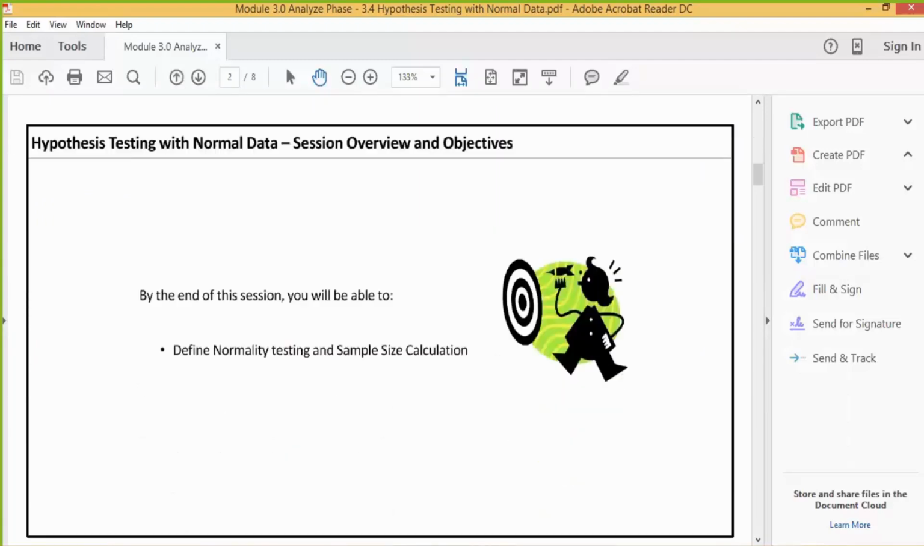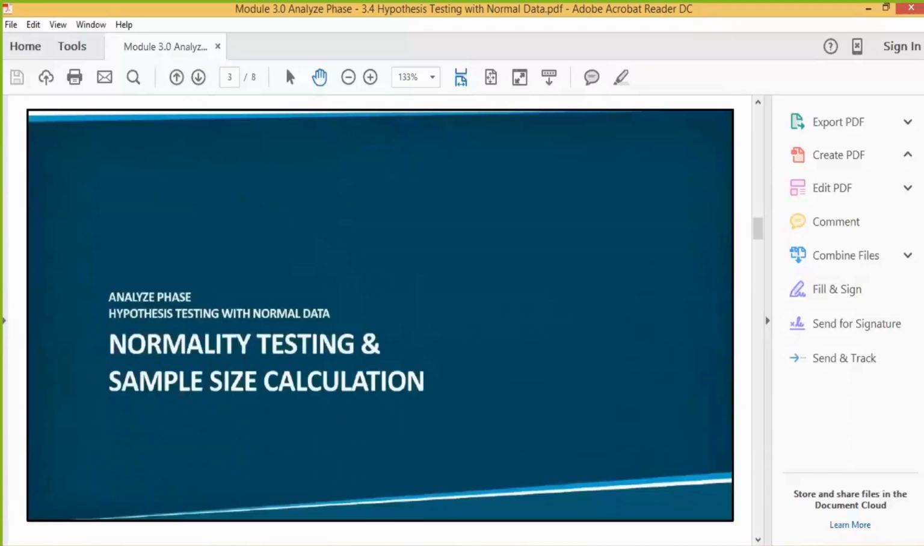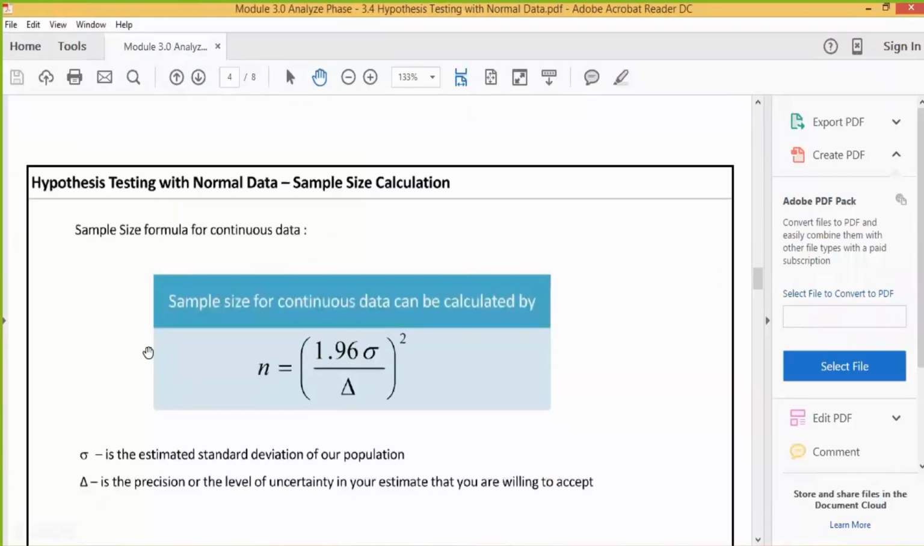Okay, what we have covered is on the board. And there is one important formula which I want to share with you. This is one formula which you can keep or write down in your notebook. Sample size for continuous data can be calculated by n is equal to the whole of 1.96 sigma divided by delta, the whole square. It's all about formulas. This can be asked in the examination, how to calculate the sample size. They will not give you a question, but they will ask you the formula.